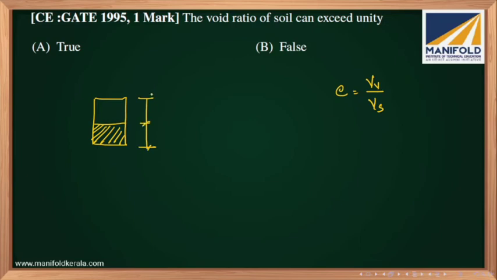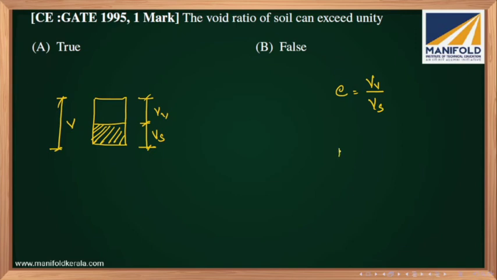So this is the volume of solids and this is the volume of voids. In total, it is called the total volume of the soil, V. The void ratio is the ratio between the volume of voids and the volume of solids. These two are independent factors, so one is not a subset of the other.